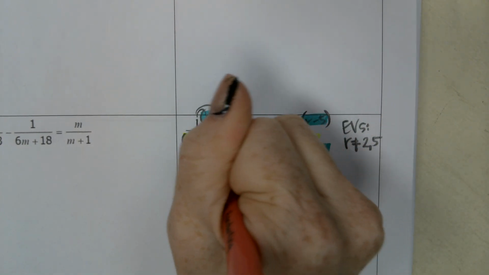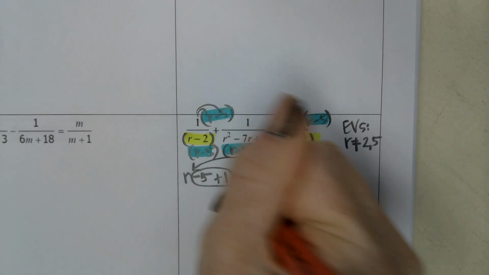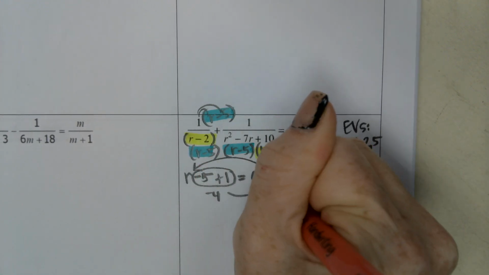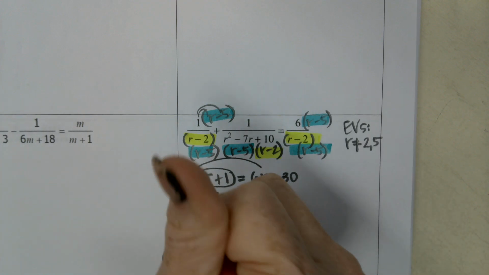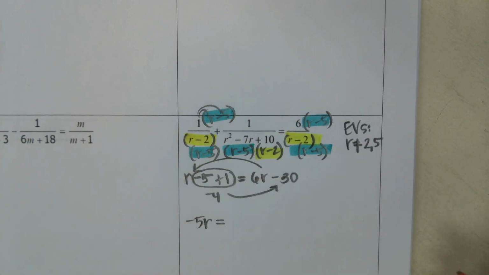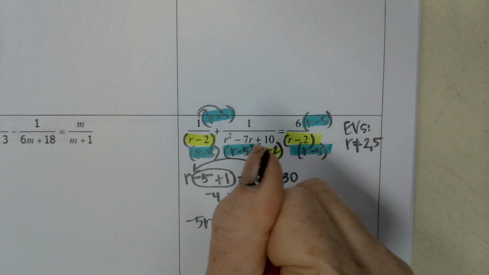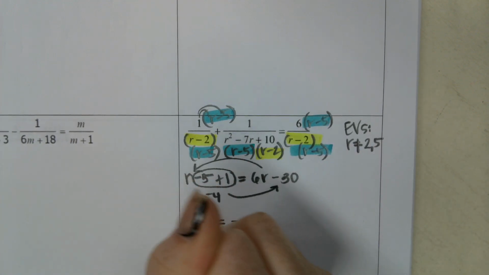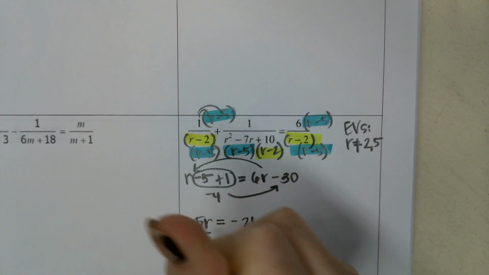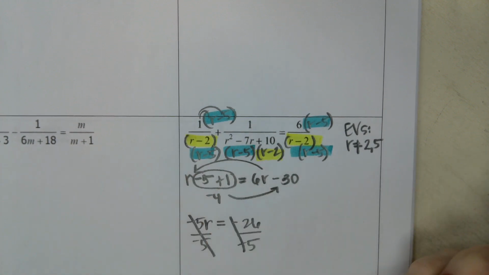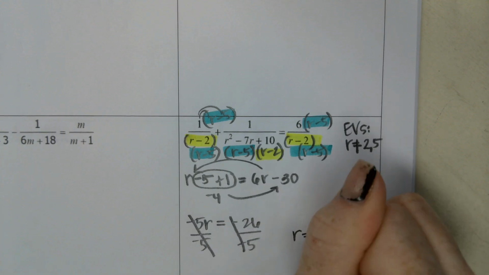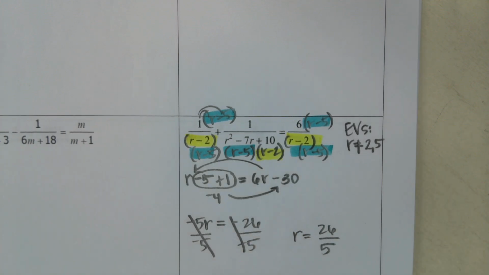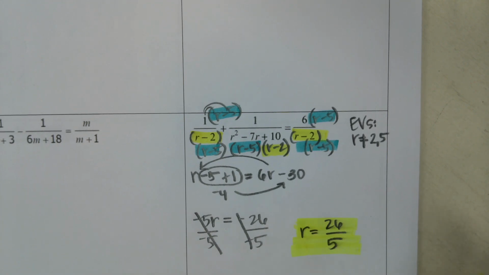All right, I'm going to move my variables to one side. And then we'll see, this becomes a negative 4. I'm going to move it to the other side. So I got negative 5r equals negative 26. And divide both sides by negative 5. And a negative divided by a negative is a positive. Now, it's okay if you end up with a fraction that doesn't simplify, as long as it's not one of your excluded values. Okay?